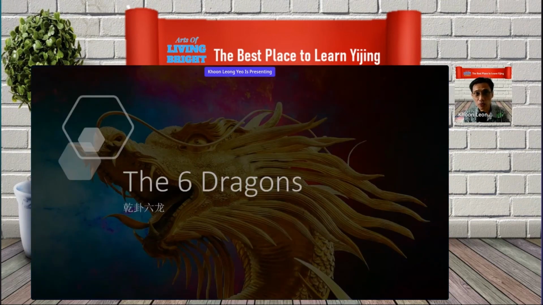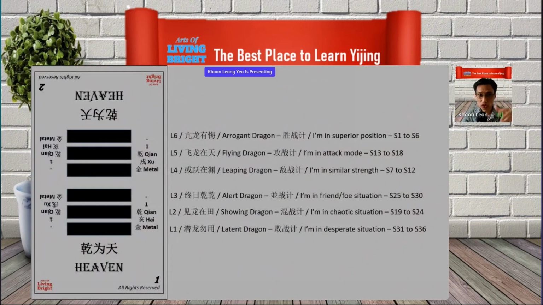So yesterday we completed modules 1, 2, 3, and 4, right? In module 4, we talked about the various methods that we can use to devise stratagems. For the purpose of this class, we use the Six Dragons method, the 乾卦六龙, as a platform to teach all the 36 stratagems. We use this method because I find it easier to group the stratagems into relevant and appropriate categories. Categories meaning situations.